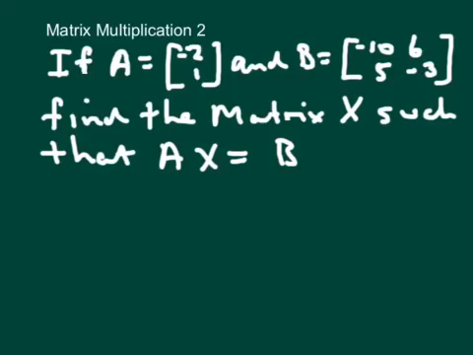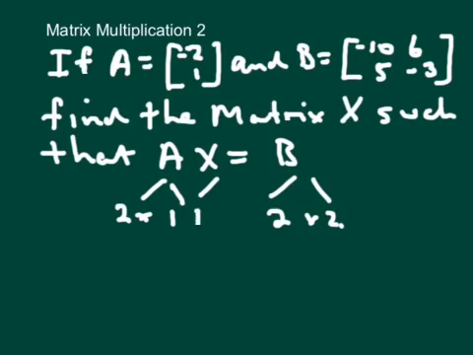Okay boys, press pause while you read through this question. Now the first thing to note is that A is a 2 by 1 matrix, and B is a 2 by 2, 2 rows and 2 columns. That means that X must be a 1 by 2 matrix, mustn't it?